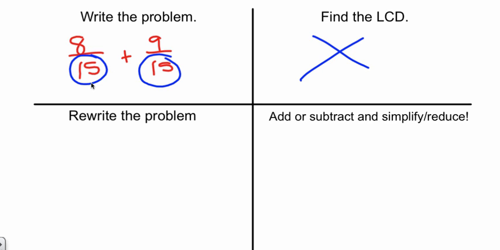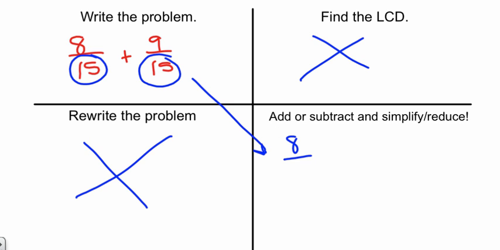They already have a common denominator. And we can skip this step as well. We don't have to rewrite the problems. So we're going to take these fractions all the way to our last step, 8/15 plus 9/15. Our whole is going to stay 15. So we just need to add the numerators. 8 plus 9 is 17.